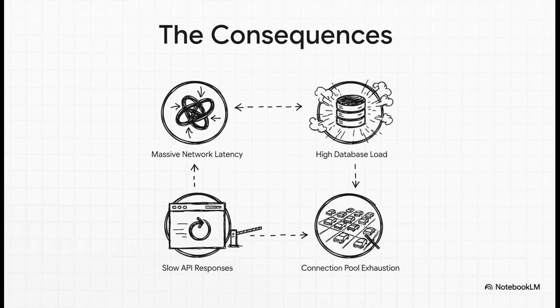And the fallout from this is just terrible. Every single one of those 101 queries adds network latency. Your database CPU is just churning, trying to handle thousands of these tiny little requests. You can literally exhaust your database's connection pool, which can cause your entire application to just time out. And the end result for your user? They're just staring at a loading spinner, getting frustrated.